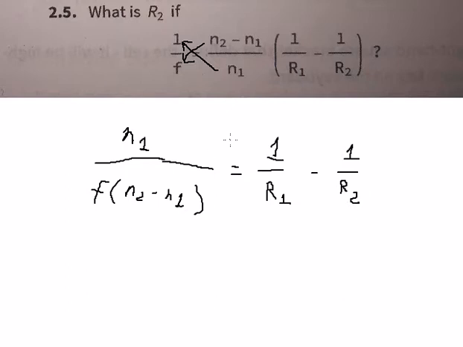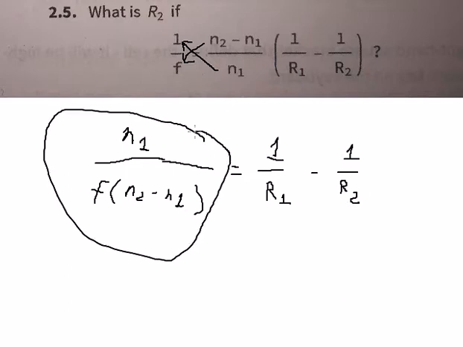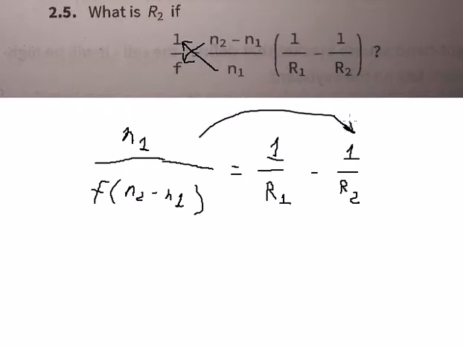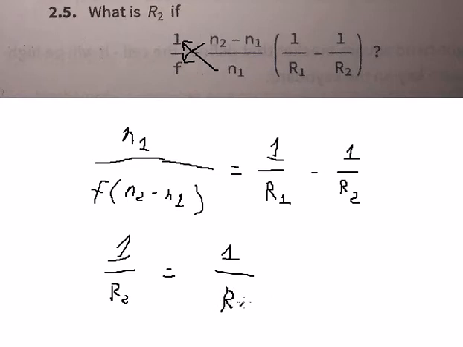Now we move everything in here to the right, and this one goes to the left. So we got 1 over R2 equal to 1 over R1 minus n1 over f times n2 minus n1.